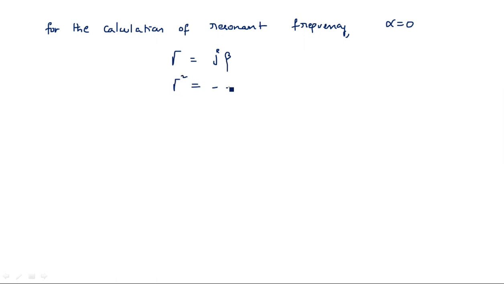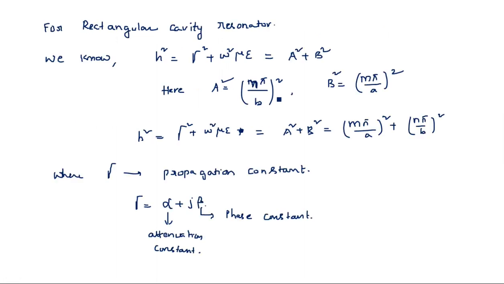What is gamma square then? Minus beta square. J square is minus 1. So it is minus beta square. Now substitute this minus beta square in that equation. What we know? Gamma square plus omega square mu epsilon is equal to m pi by a whole square plus n pi by b whole square. This is from this equation. Okay. Now we are taking this one and as well as this one.